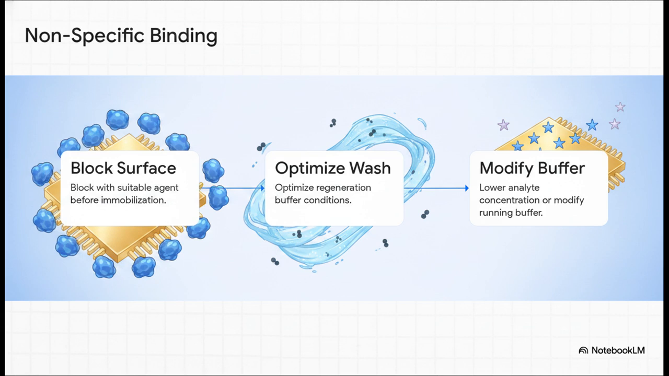First, they'll chemically block the empty, unused spaces on the sensor with substances like BSA or ethanolamine to prevent rogue sticking. Then, they painstakingly optimize the pH and the ionic strength of their buffers. This ensures that only the intended target binds, and that absolutely everything is washed away cleanly during regeneration. It requires a tremendous amount of precision.